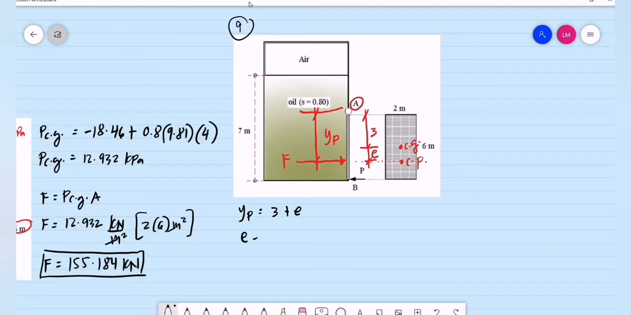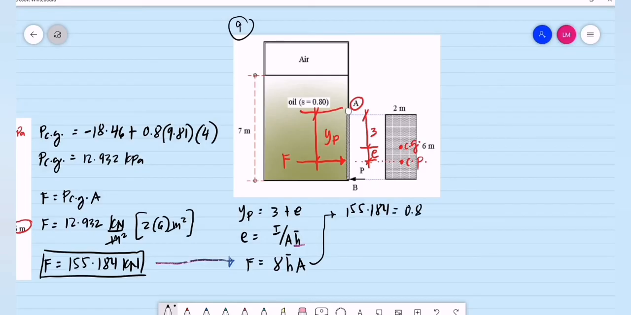How do we compute for eccentricity? That is the moment of inertia divided by the area multiplied by the bar h. But again, we don't have the value of the bar h. So how do we compute for that? Let us just reinterpret the equivalent of the force. Basically, the force is equal to the unit weight of the liquid, bar h, multiplied by the area. So we have 155.184 equal to gamma. What is the gamma of the liquid?